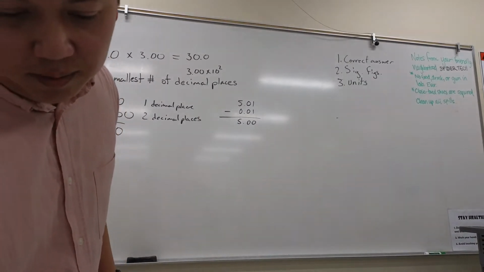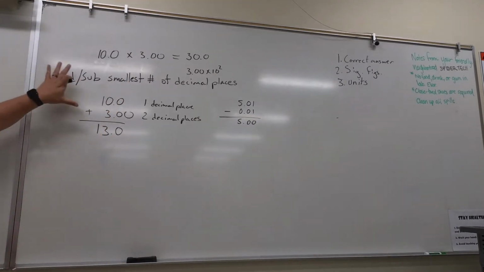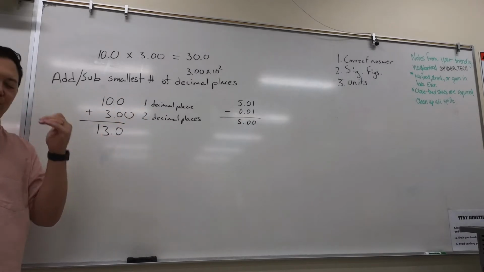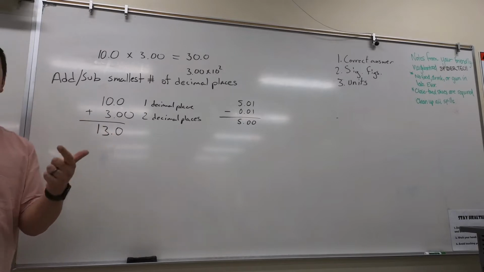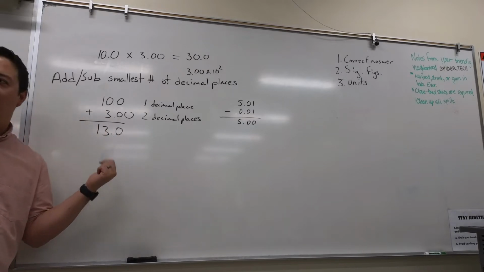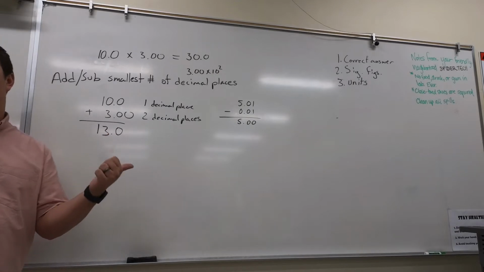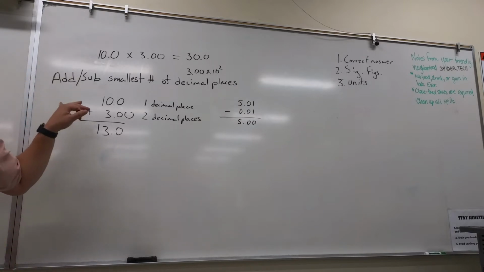And that really is it for adding and subtracting. The trick is remembering the difference between significant figures and decimal places, and when you use one and when you use the other. So multiplication or division, sig figs. Addition or subtraction, decimal places. But what if we had to do both?